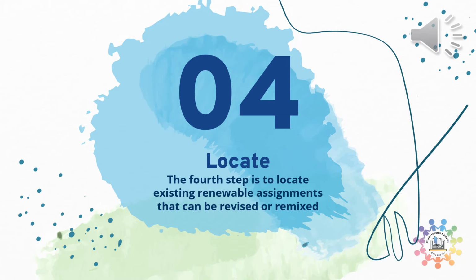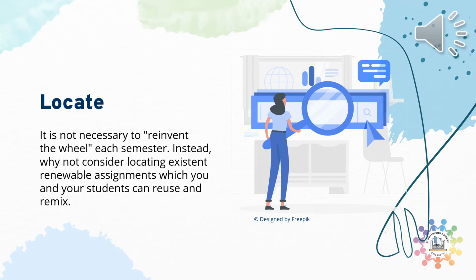This next section introduces the 4th step in the 5-step process, which is to locate existing renewable assignments that can be revised and remixed depending upon your needs and upon the Creative Commons licensing attribution given. Remember, it is best not to reinvent the wheel, and instead to try and locate already existent renewable assignments that can be remixed or revised with your students according to your needs and to the CC license which they are published under.